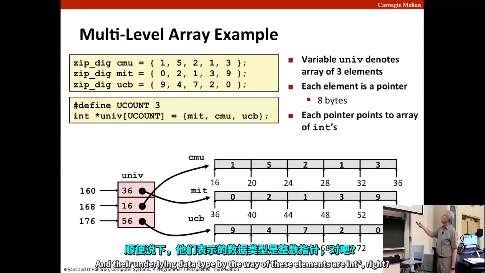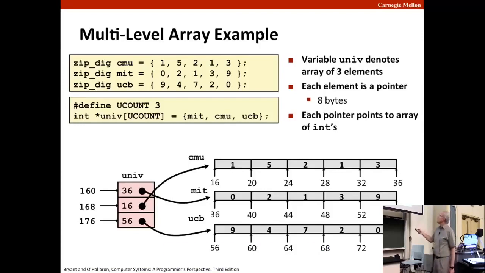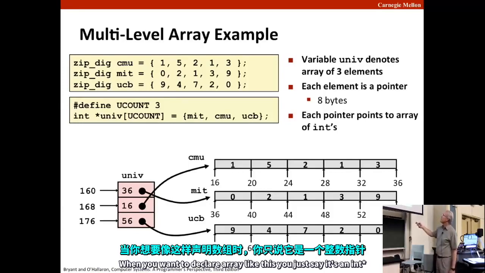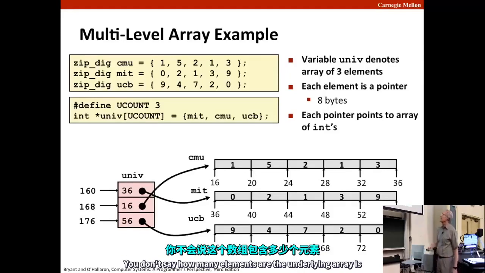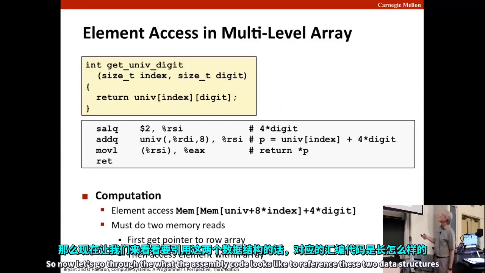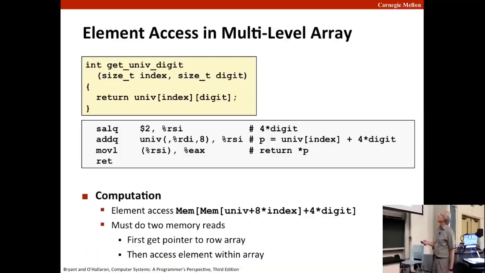And their underlying data type, by the way, of these elements are int stars. And C does not differentiate. When you want to declare an array like this, you just say it's an int star. You don't say how many elements the underlying array has. So you'll see by this picture that these are different data structures. So now let's go through what the assembly code looks like to reference these two data structures.